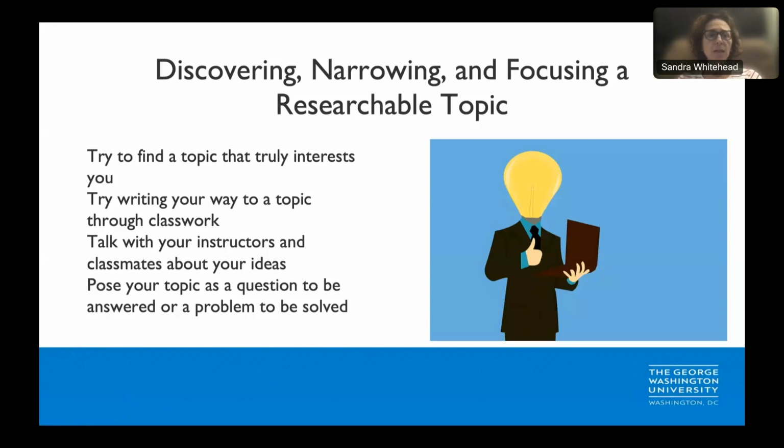If you don't have any ideas, look through your notes from your classwork. Talk with instructors and classmates. Do some informational interviews with people who are working in the areas that you might be interested in. And think about your topic as a question to be solved or answered, or a problem to be solved. What would that look like?